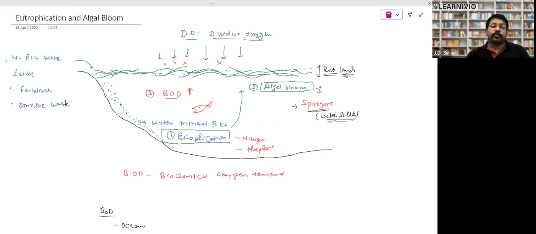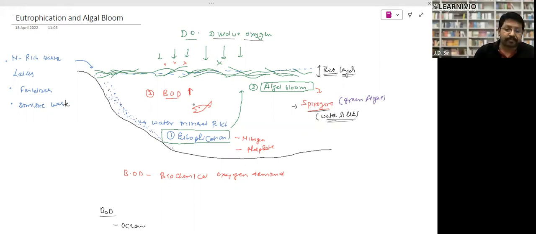So my question is, which algae is maximum responsible for this algal bloom process? There is a green algae called Spirogyra. Spirogyra is also known as water silk. This green algae is responsible for water bloom. Right? Then what happens? It makes a thick layer. When it makes the thick layer, the oxygen coming from the air outside gets stopped. So oxygen entry gets stopped, right?